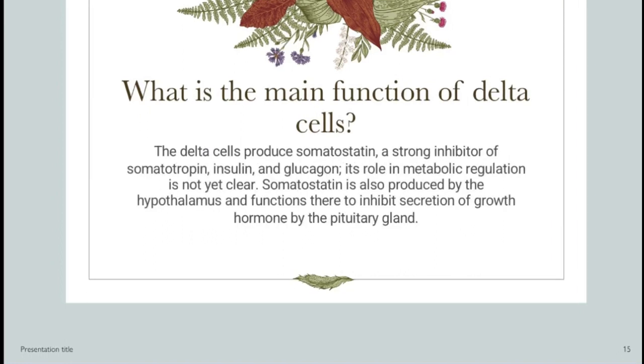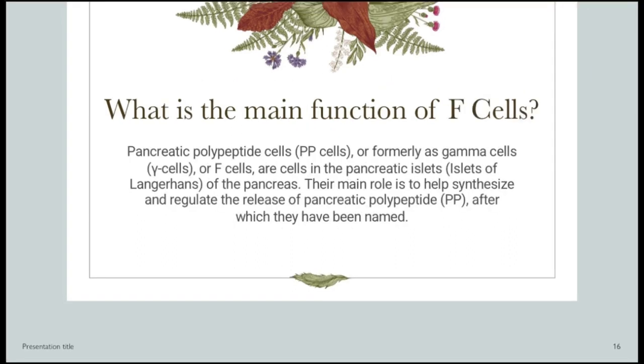What is the main function of delta cells? The delta cells produce somatostatin, a strong inhibitor of somatotropin, insulin, and glucagon. Its role in metabolic regulation is not yet clear. Somatostatin is also produced by the hypothalamus, where it functions to inhibit secretion of growth hormone by the pituitary gland.